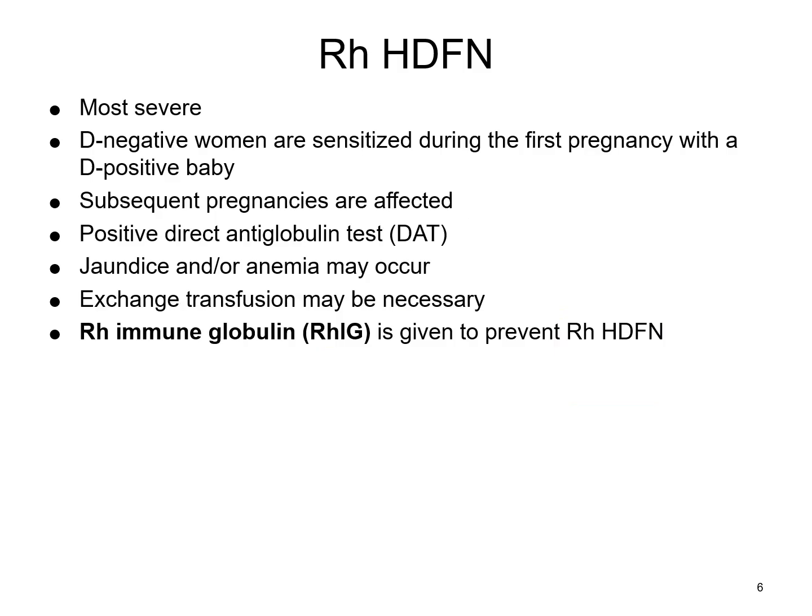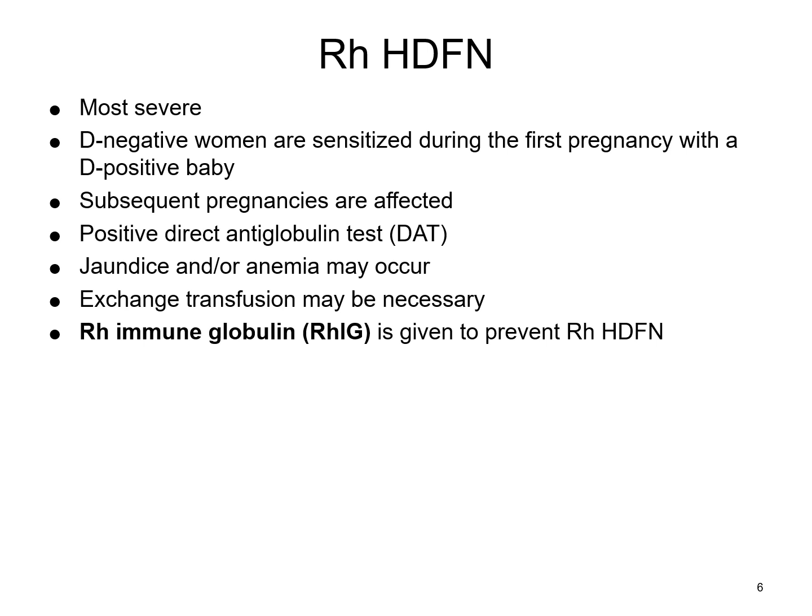So let's just break each of these down. Rh hemolytic disease of the fetus and newborn is the most severe. This is when you have an Rh negative mother who is sensitized at some point, usually during their first pregnancy, because they had an Rh positive infant.